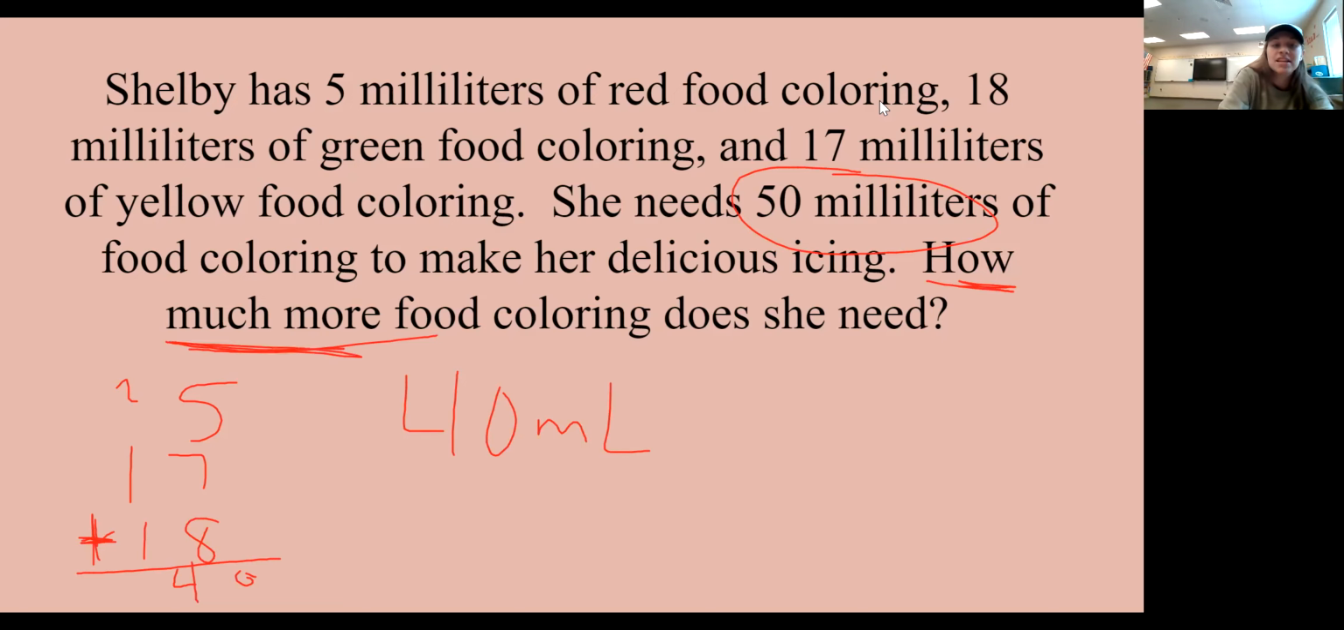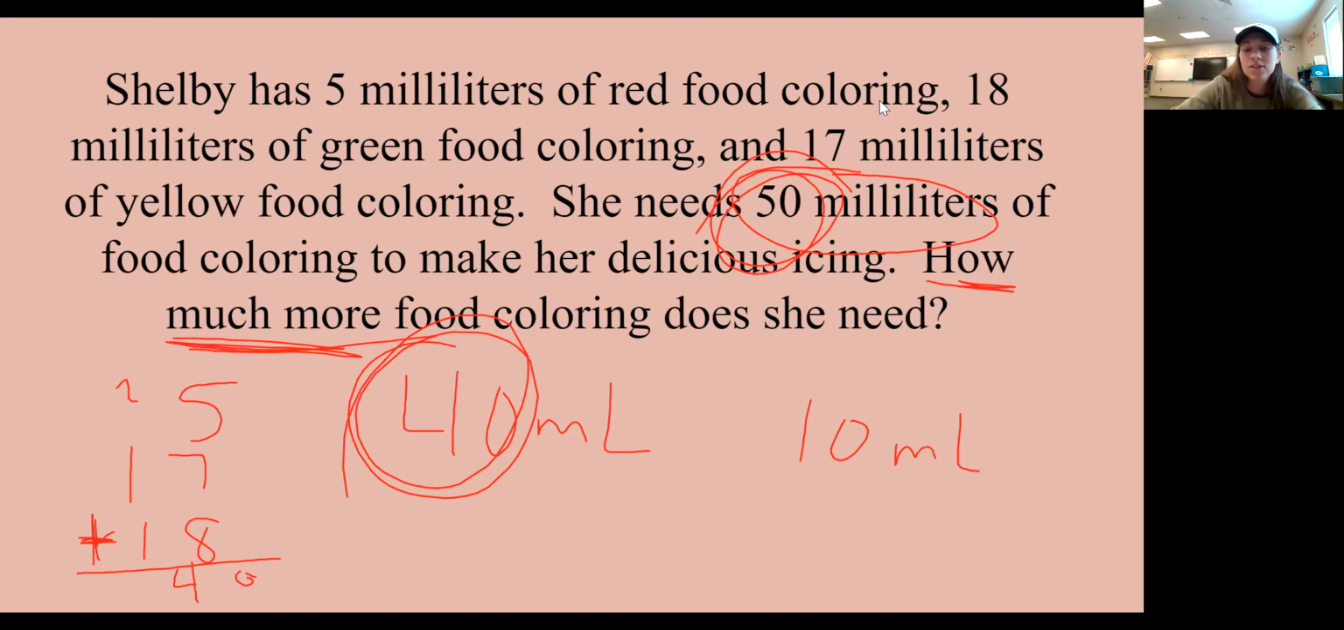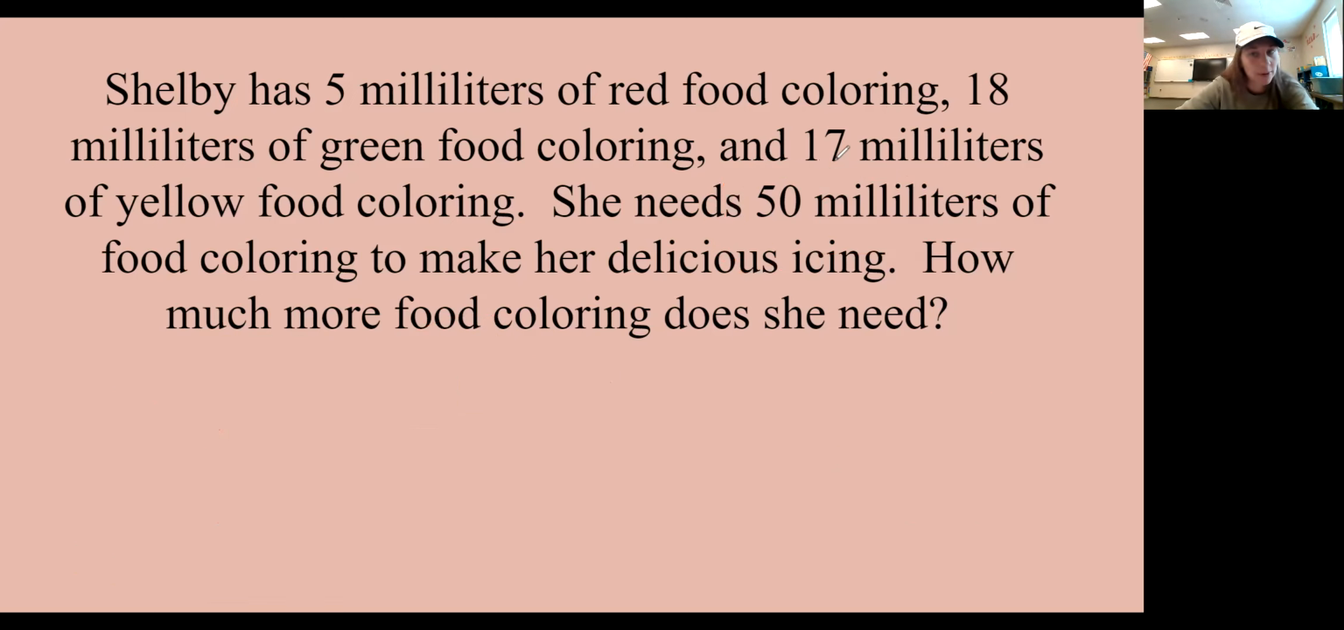Whenever you see something that says how much more, that usually means that you're going to subtract. So you're going to do 50 minus 40, and you're going to get 10 milliliters. How much more food coloring does she need? Well, she has 40. If she gets 10 more, then she'll be at 50. So the answer is 10 milliliters. That one is a little bit tricky because it required 2 steps. You had to add all those numbers and then you had to subtract.